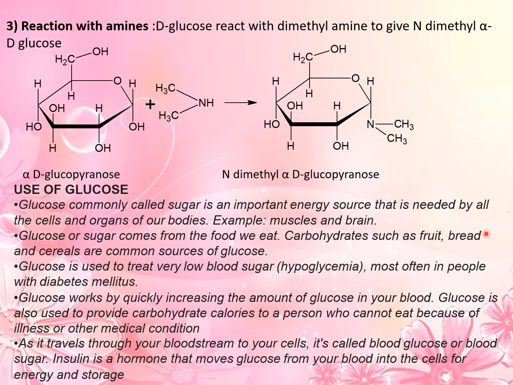Glucose is also used to provide carbohydrate calories to a person who cannot eat because of illness or other medical conditions. As it travels through our bloodstream to our cells, it is called blood glucose or blood sugar. Insulin is a hormone that moves glucose from your blood into the cells for energy and storage.